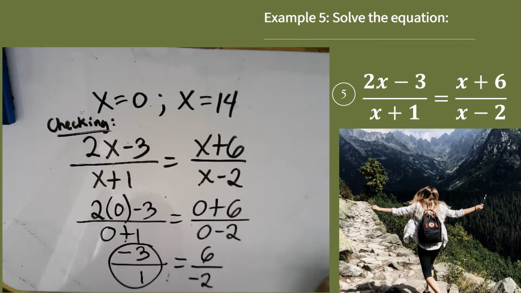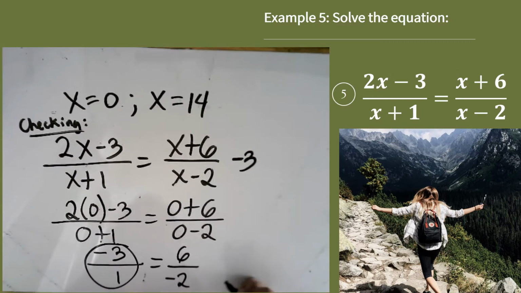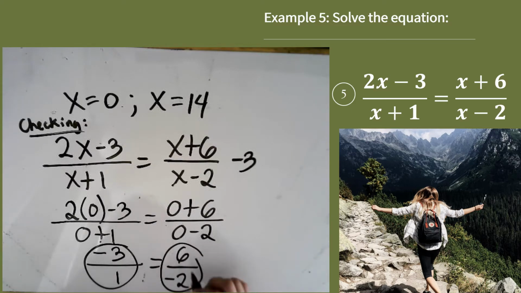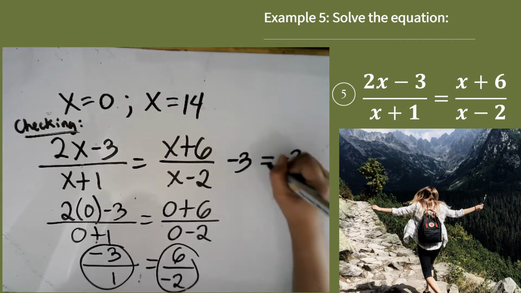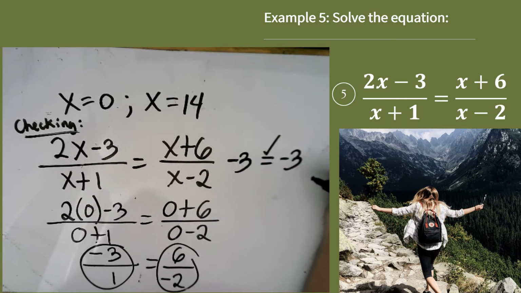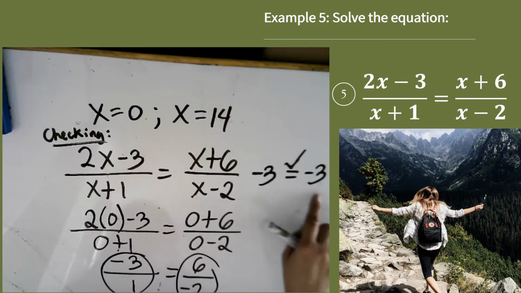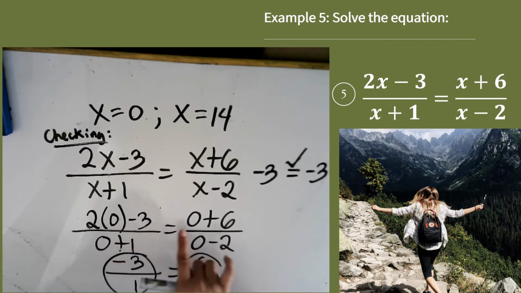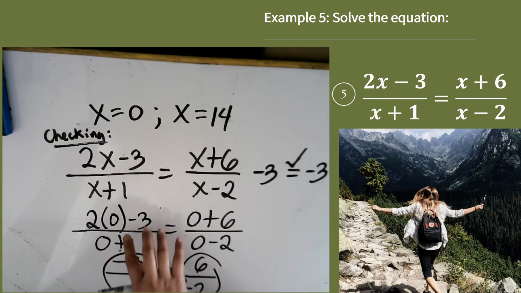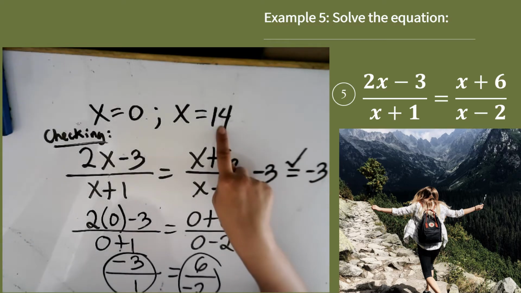Next, let's simplify these fractions. Negative 3 over 1, in lowest term is negative 3. While 6 divided by negative 2 is also negative 3. Therefore, it is true. It is true that negative 3 is equal to negative 3. So it means the value of x, which is 0 that we used, is a solution to this rational equation. Right? So this time, let's try 14.